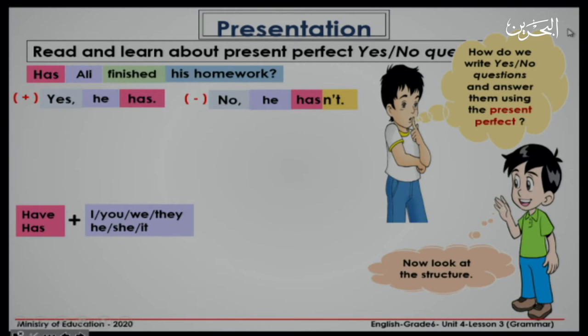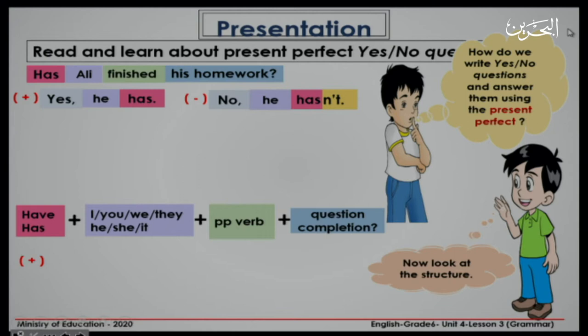Have takes I, we, they, you. And has takes he, she, it, or a name. And then you write the PP verb, which is the past participle form. And then you complete the question. And remember, you should write the question mark.